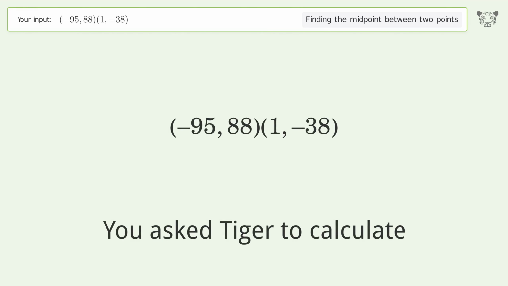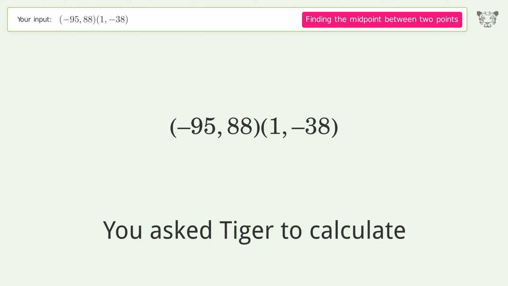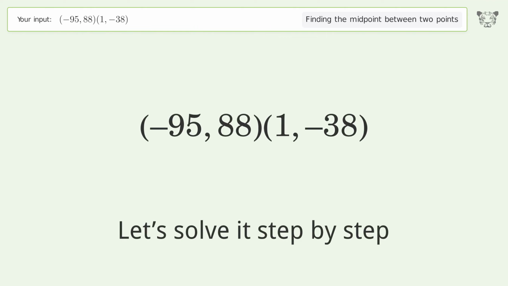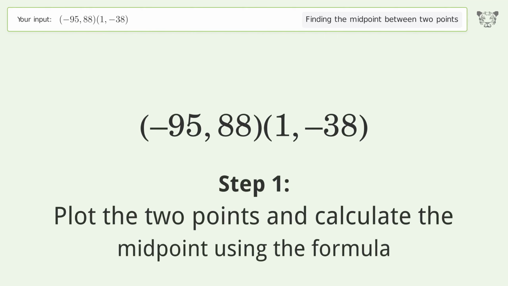You ask Tiger to calculate. This deals with finding the midpoint between 2 points. The midpoint between the 2 points is negative 47, 25. Let's solve it step by step. Plot the 2 points and calculate the midpoint using the formula.